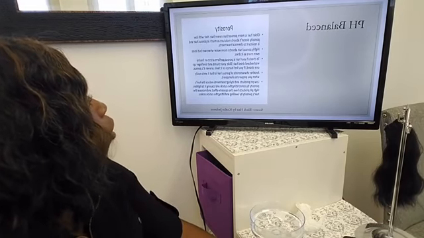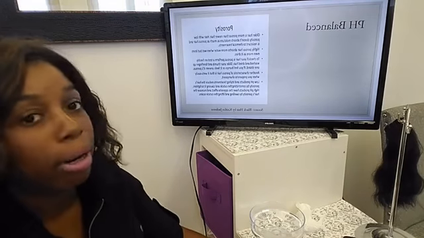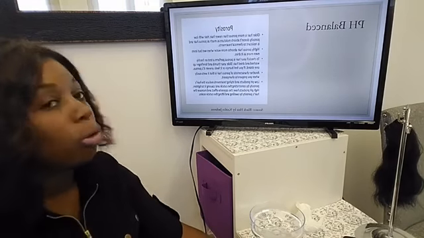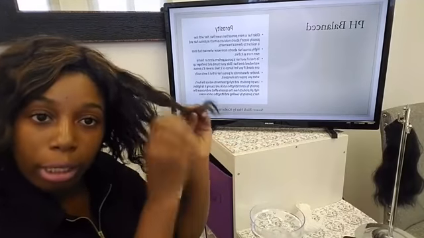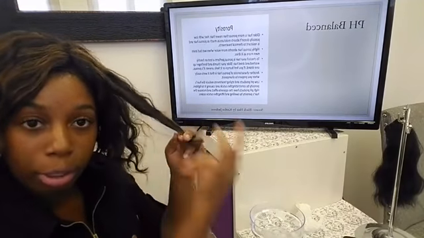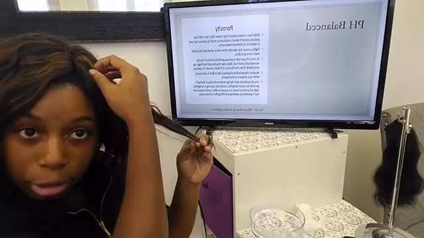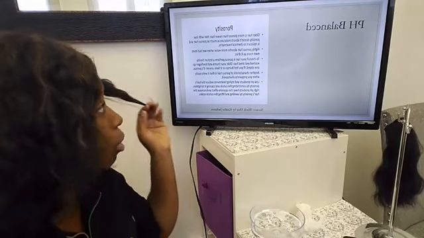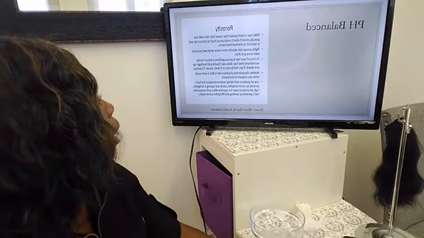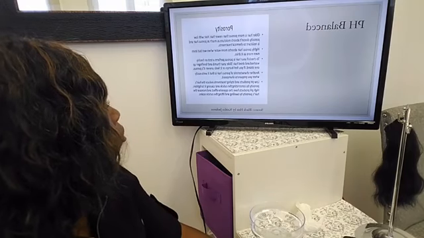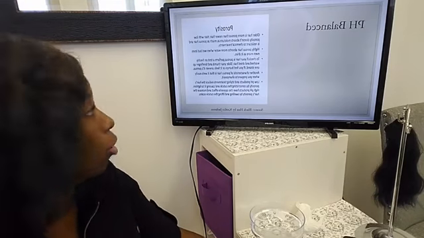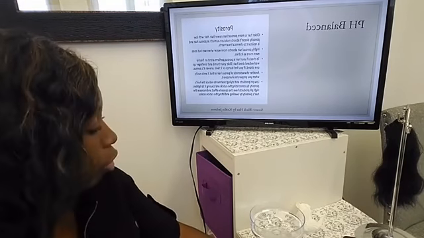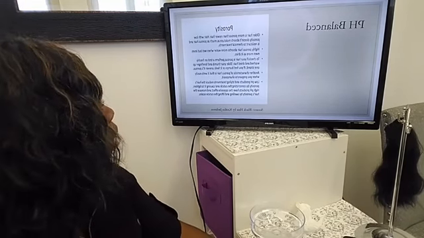Okay, so some things you need to know about porosity. Your older hair is going to be more porous than newer hair, meaning your hair on the ends is older because it's been grown out longer, versus the hair towards the roots. Okay, hair with low porosity doesn't absorb moisture as much as porous hair and is resistant to chemical treatments, which is what I was saying earlier.